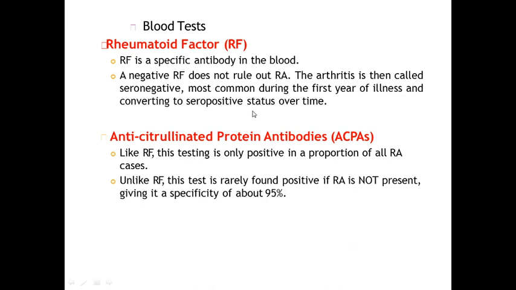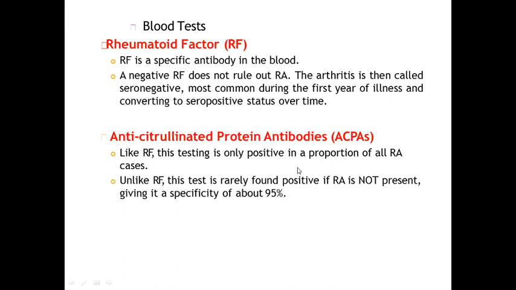During lab tests, you could find rheumatoid factor, a specific antibody in the blood. Negative rheumatoid factor does not rule out rheumatoid arthritis. The arthritis is then called seronegative, most common during the first year of illness, and converting to seropositive status over time. If you couldn't find rheumatoid factor, of course you should investigate the patient for anti-citrullinated protein antibodies.